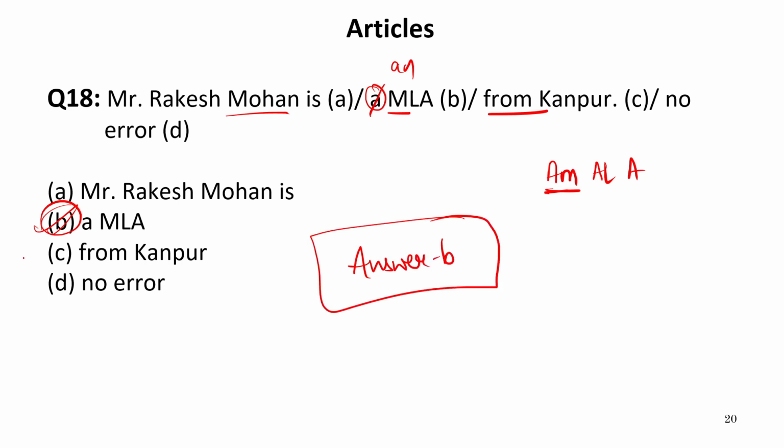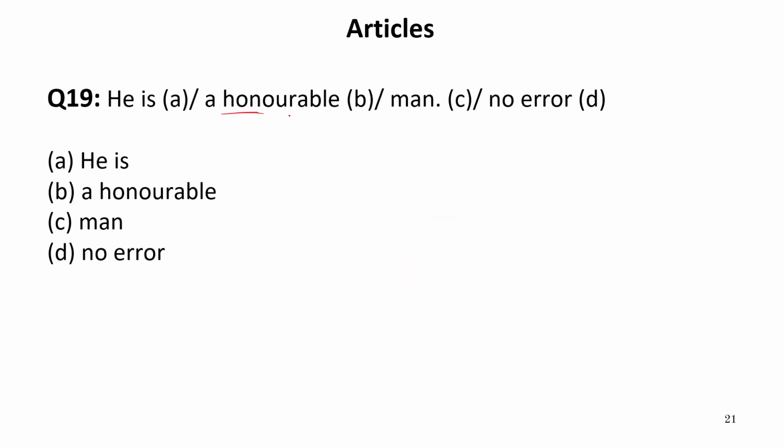Now let us move to the next one. He is a honorable man. Again, in this word we have honorable, but this H is silent. So the pronunciation of it begins with O, that is a vowel sound. So we should use AN before it. So he is an honorable man. Therefore, the error is in part B. So our answer is B.